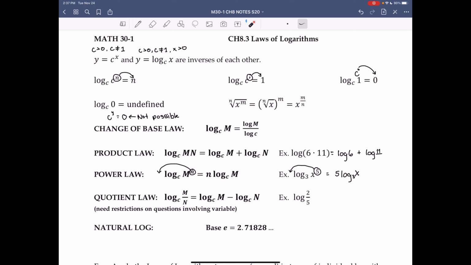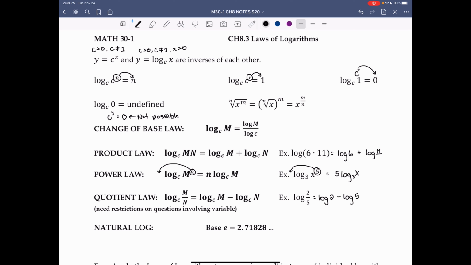Now here we have a fraction, which means we have a denominator, so we do have to restrict the denominator if we have any variables in the denominator. Example, log base 10 of 2 over 5. We can write that as the difference of two logs, log base 10 of the numerator minus log base 10 of the denominator.